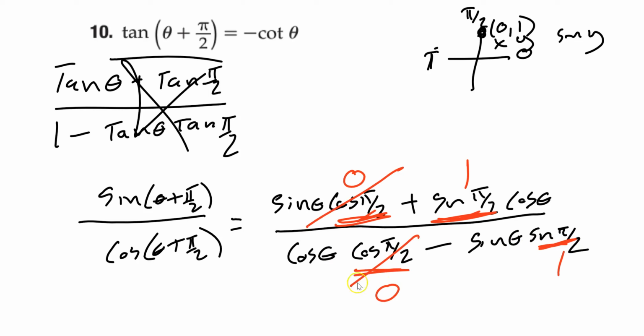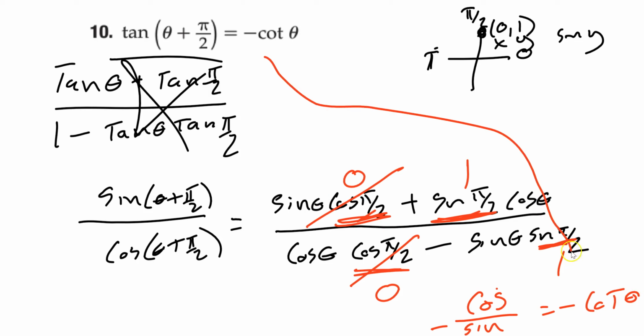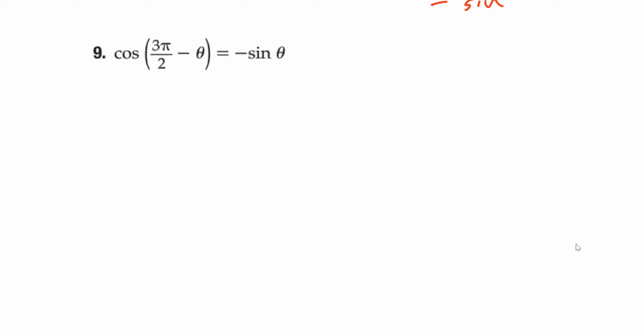So this side's going to go away, and I'm going to get 1 times cosine is cosine, over 1 times negative sine is negative sine. Cosine over sine, negative cotan. And they match. Alright, so that was a bit harder. We'll do about 2 more and then we're done.